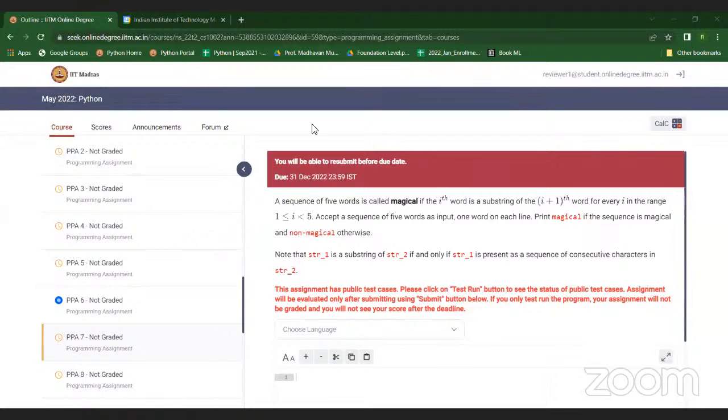Okay. So others try solving this PPA 7. Meanwhile, I'll explain this PPA 5 for Shampakundu. So, Shampa, can you share your screen? Yes, sir. I also want to share question number 5.